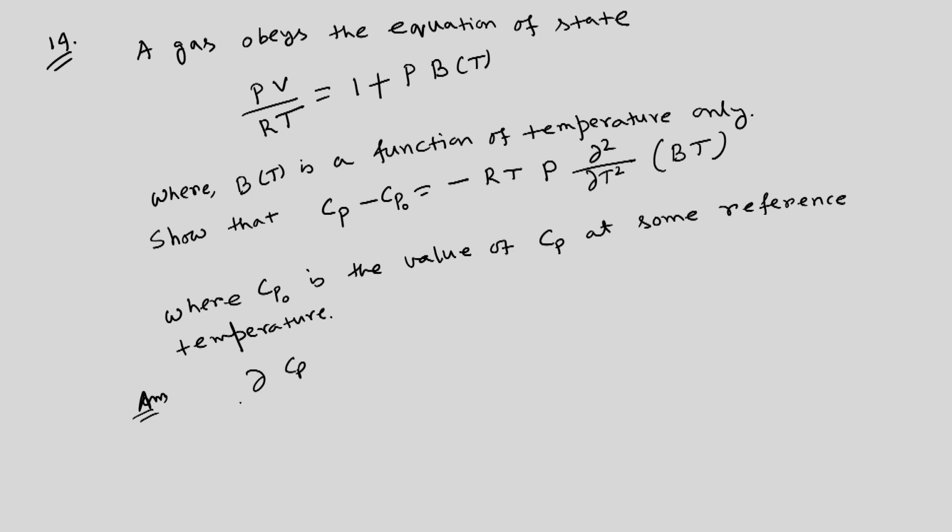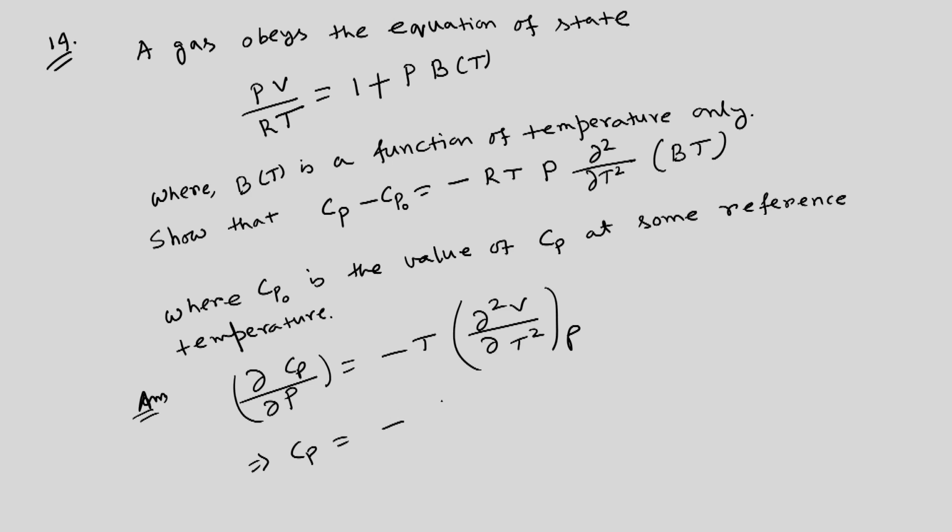So, ∂Cp/∂P we know: ∂Cp/∂P equals minus T ∂²V/∂T² at constant P. So we get Cp. This is the expression for Cp.